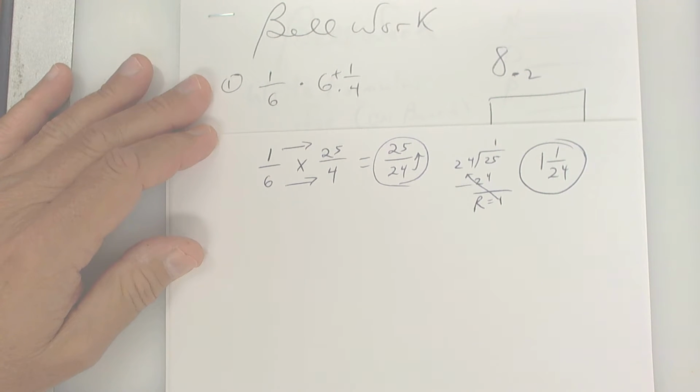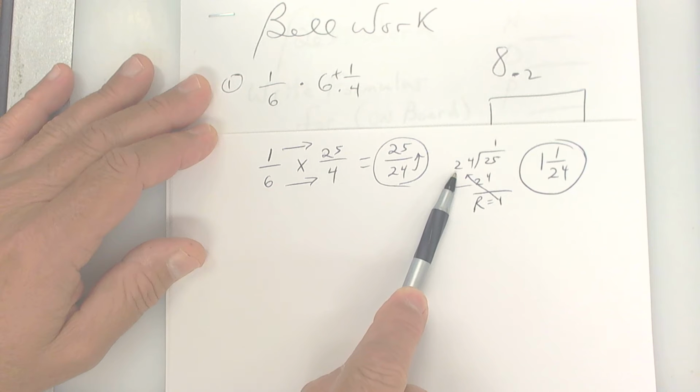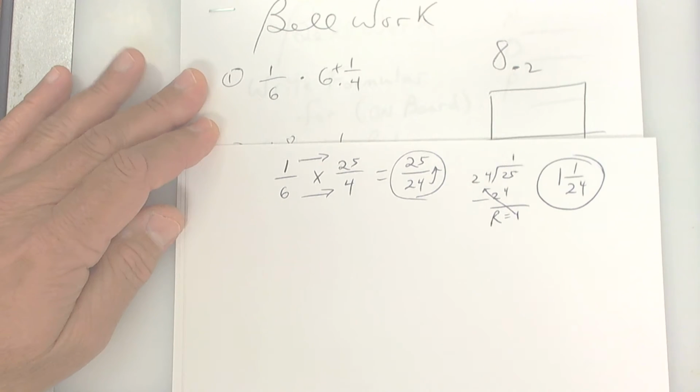I'm not sure what you're asking me. What number? The remainder goes on top of your divisor. Okay, this is called your divisor. Anybody else? Everybody clear? All right, let's go on.